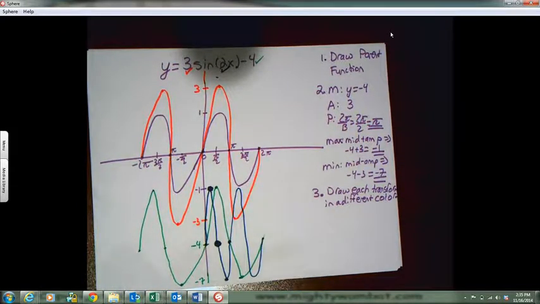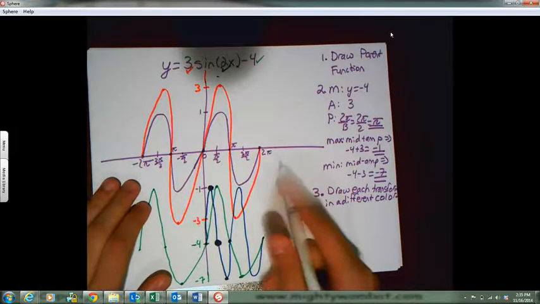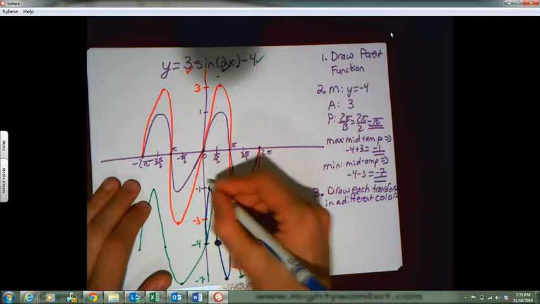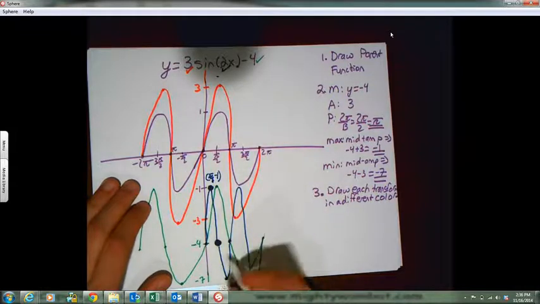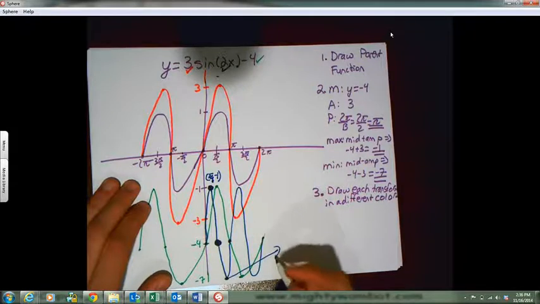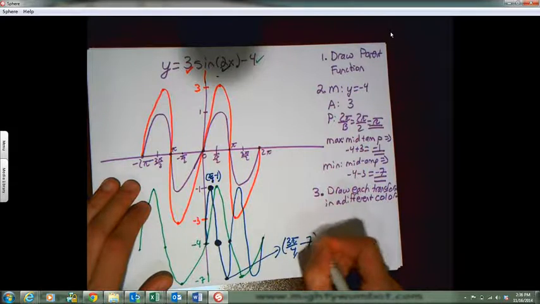I would just label some points here. There are certainly no zeros. Let's label this maximum as pi over 4, comma, negative 1. Let's label this minimum. I'm going to draw an arrow out here because it's a little bit too cramped. I'm going to label the minimum as 3 pi over 4, comma, negative 7. I'm going to label this maximum right here.